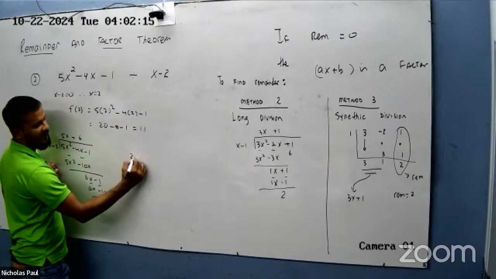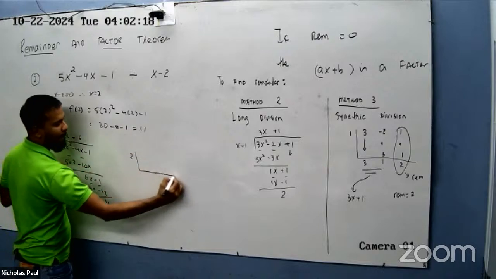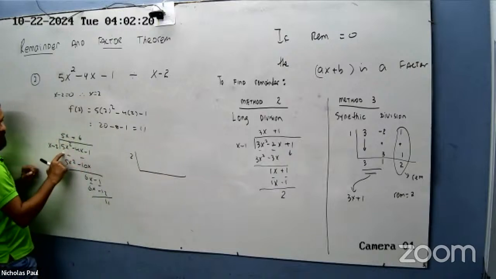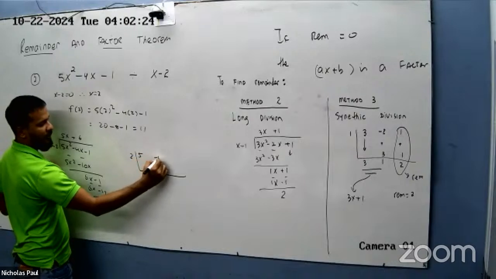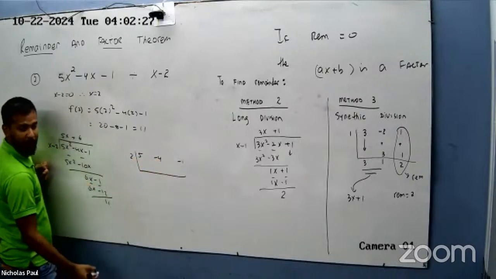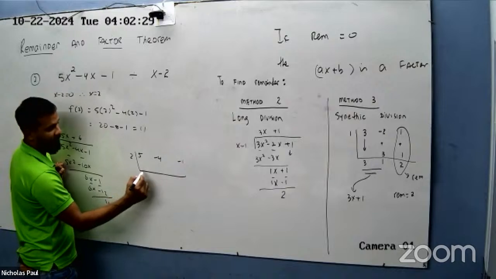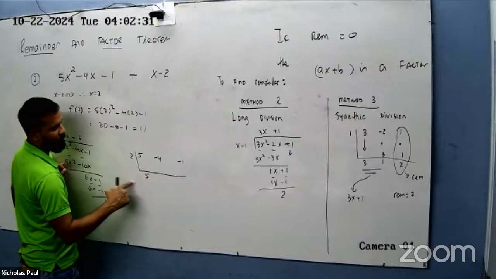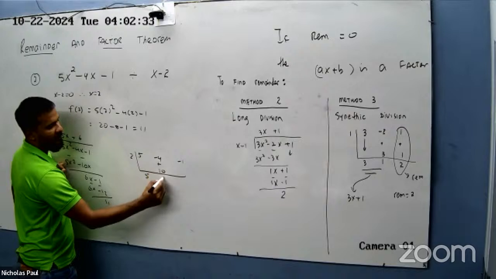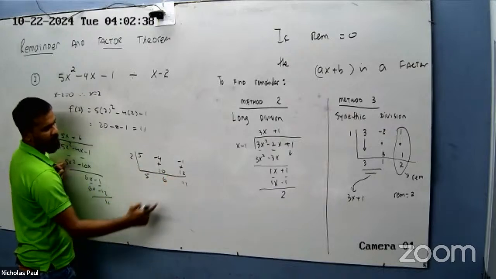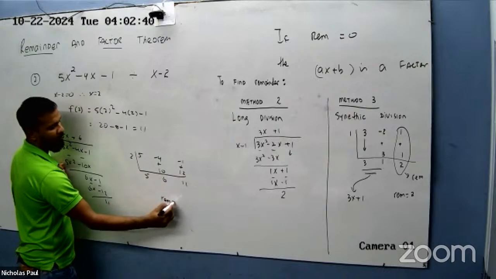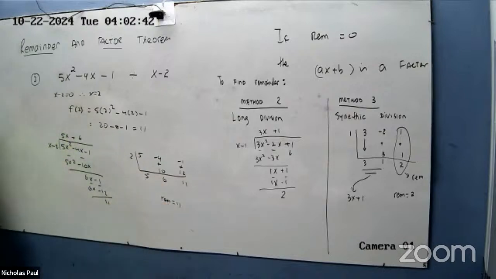And last method, synthetic. Take the coefficients, so you're taking the value and the sign in front. Plus 5, minus 4, minus 1. Bring down the 5. 5 by 2, 10. Add. 2 by 6, 12. Add. So same remainder. Okay. Now you can choose any method. One question again. Anyone you want.